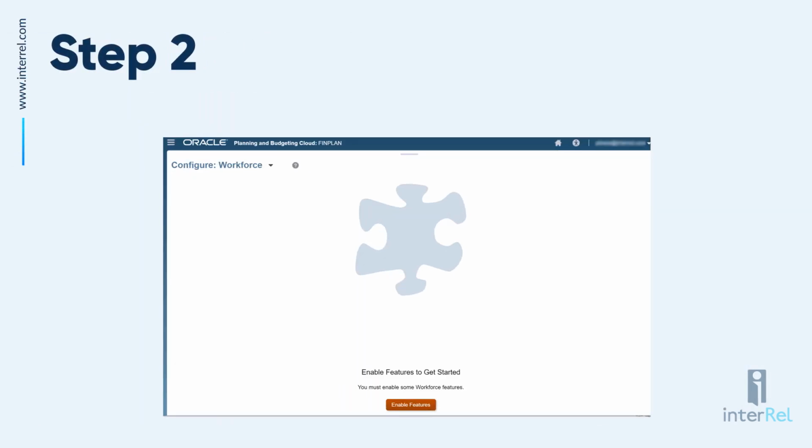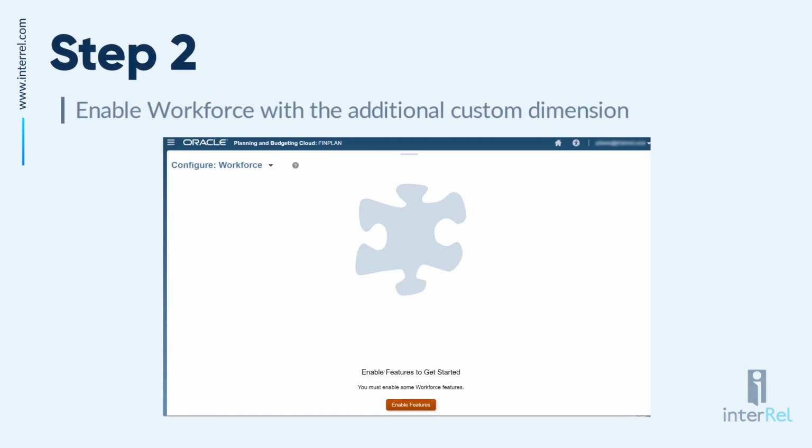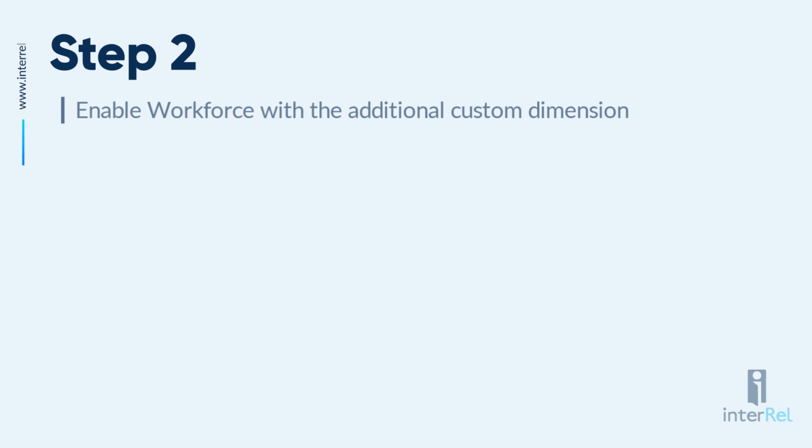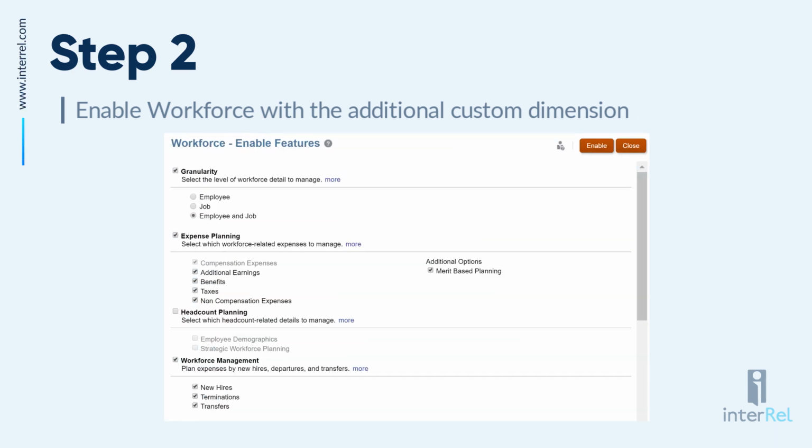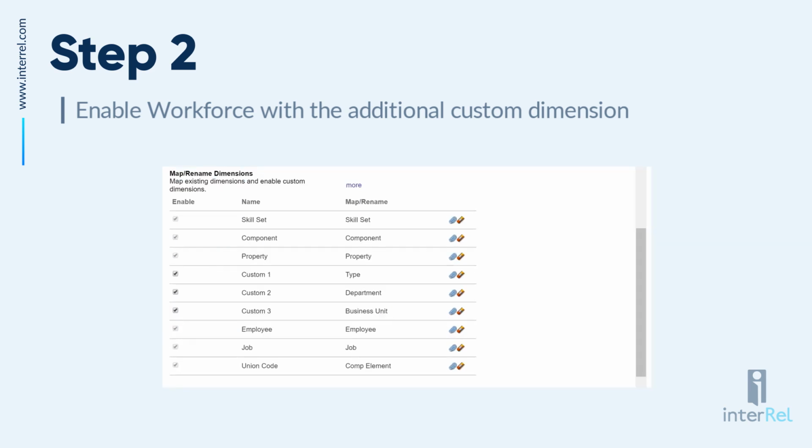Step 2 is to enable workforce with the additional custom dimension. Be sure to enable all the same features that were enabled in test. This includes granularity, expense planning, headcount planning, and workforce management. In our example, we selected employee and job, all of expense planning, did not select headcount planning, and selected all of workforce management. In the section for Map Rename Dimensions, we added Type as Custom 1 and Department as Custom 2, just like it was done in test.